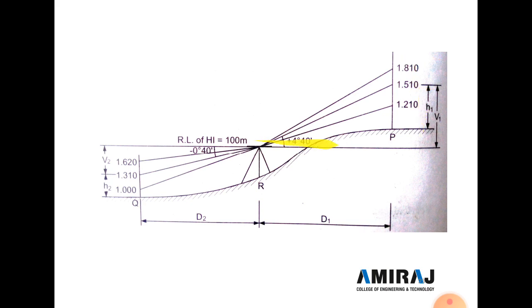So vertical distance V1 is the distance from the horizontal line of sight to the central crosshair reading, that is the vertical distance V1, and H1 is the reading from the horizontal line of sight to the bottom of the staff, that is the H1 reading.